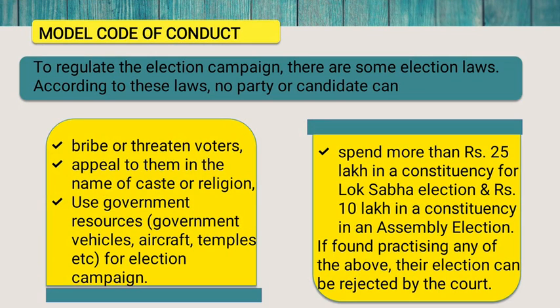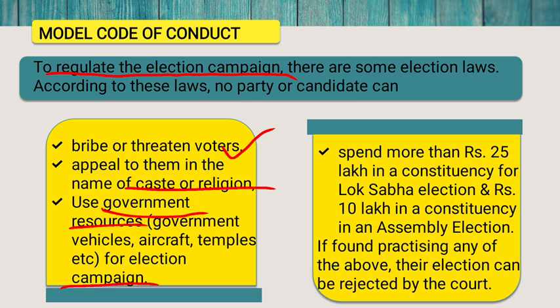It is basically a set of rules and regulations, or do's and don'ts, for the party or the candidate during the election campaign process. It regulates the whole election campaign. Under this, no party or candidate can bribe or threaten voters to vote for them. No one can ask for votes in the name of caste or religion. We all know that India is a secular country. No one can use government resources like government vehicles, aircraft, etc. for the election campaign. Here, the parties have to use their own private resources.